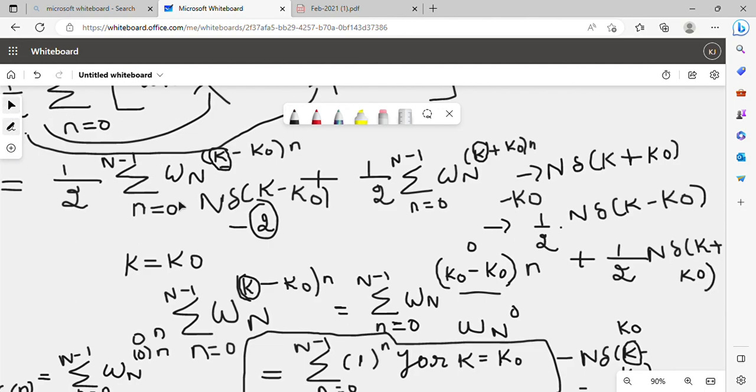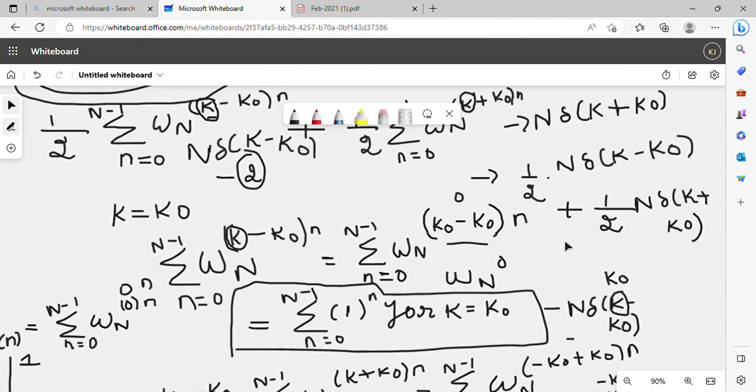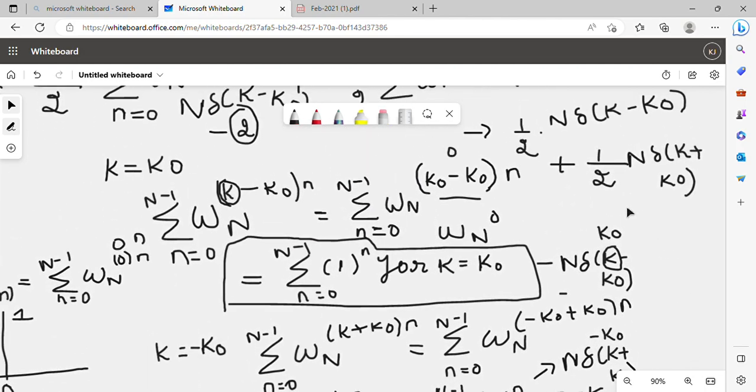So I substituted this particular one, which gave the resultant n delta of k minus k naught, and this particular one, where I got n delta of k plus k naught, right? Let me erase this, as it might be a distraction. After that I just multiplied with 1 by 2, wherein I got my resultant: 1 by 2 into n delta of k minus k naught is equal to n by 2 delta of k minus k naught.